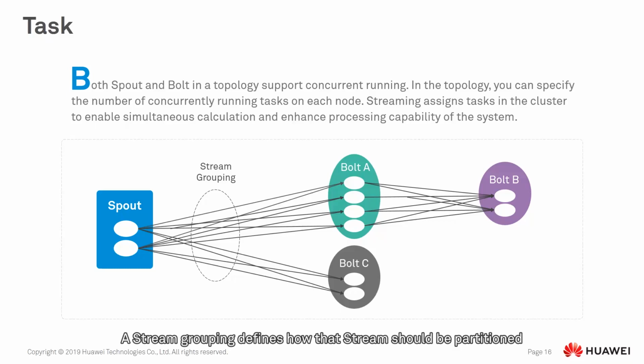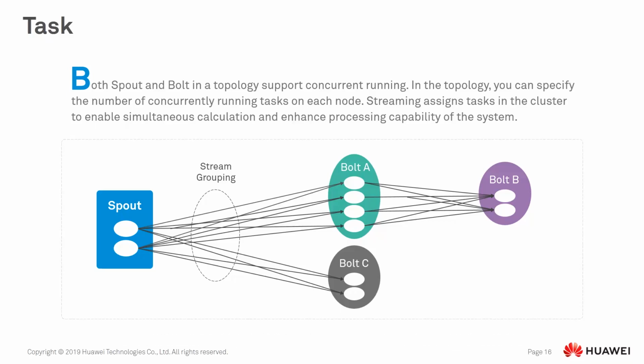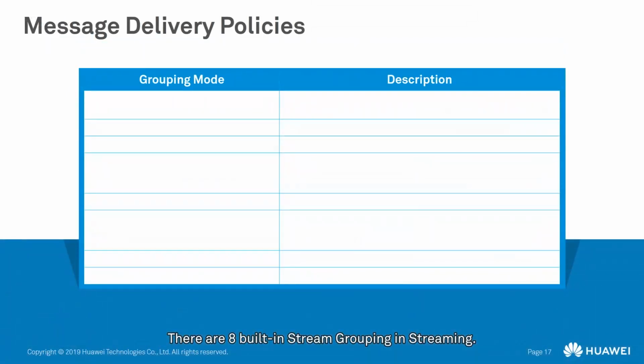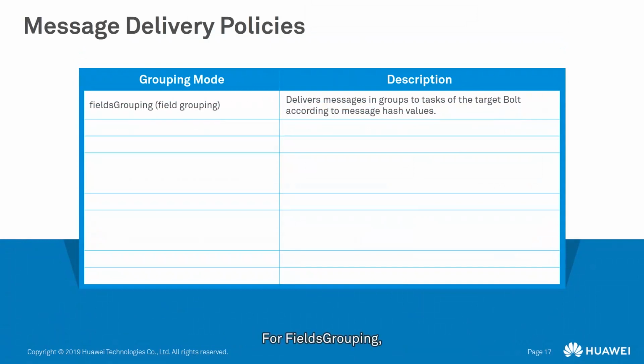A stream grouping defines how that stream should be partitioned among the bolt's tasks. That is to say, a stream grouping defines how the tuples are sent between instances of those spouts and bolts. There are 8 built-in stream groupings in streaming. For fields grouping, the stream is partitioned by the fields specified in the grouping.